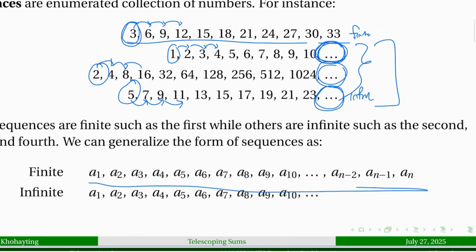So we have a finite sequence. Usually they have some ending point that is sometimes known. And infinite sequences don't really have a known ending point. So they go on forever.